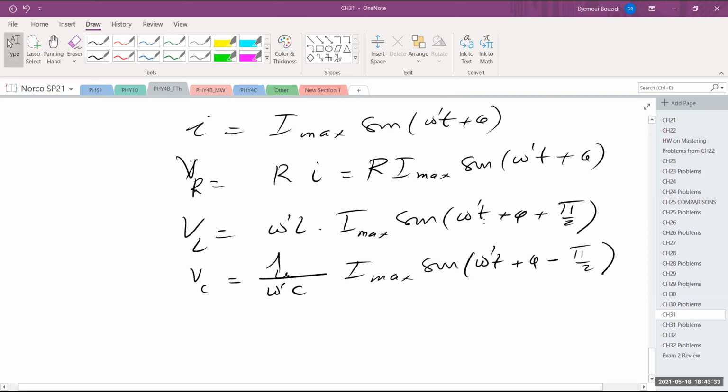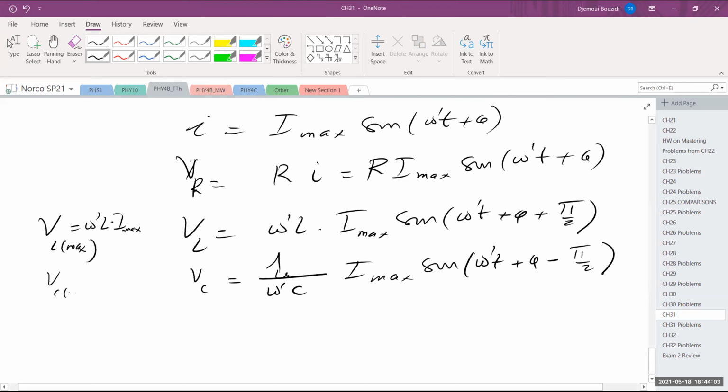So everything seems similar, except that now I'm multiplying the current by a resistor, R. I'm multiplying the current in here by omega prime L. I'm multiplying the current in here by 1 over omega prime C. So the amplitudes have changed. In other words, VL max is no longer just Imax; it depends first of all on the frequency, omega prime L times Imax.